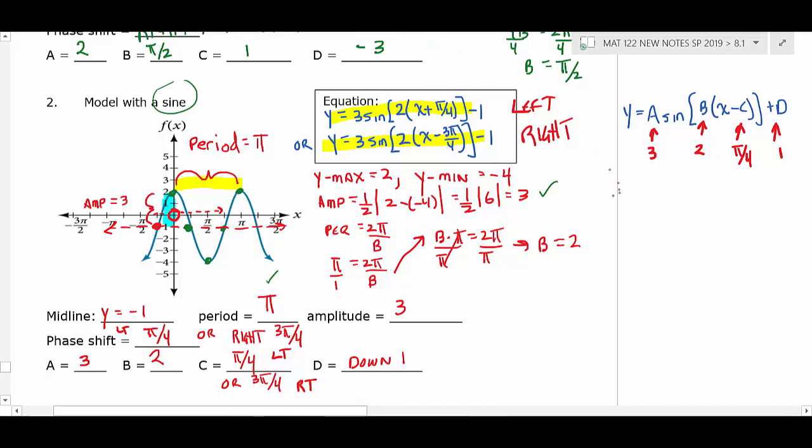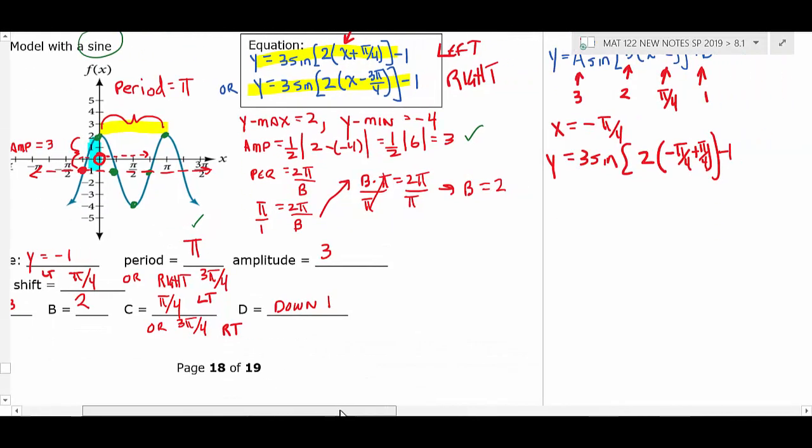And again, try to check in your head. With practice, it really is not that hard. What I would do is just check negative pi over 4 because it's so easy. If you use x equals negative pi over 4, then you would get y equals 3 sine of 2 times negative pi over 4 plus pi over 4, minus 1. Once you learn the unit circle, it's pretty easy to process in your head. That would be 3 sine of 0 minus 1, because that whole thing would become 0. So that's 3 times 0 minus 1, which is negative 1. So notice when x is negative pi over 4, you're at negative 1. That checks that point that I'm looking at right there as my checkpoint.